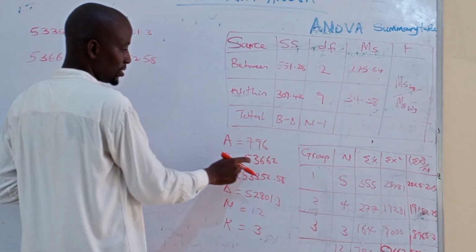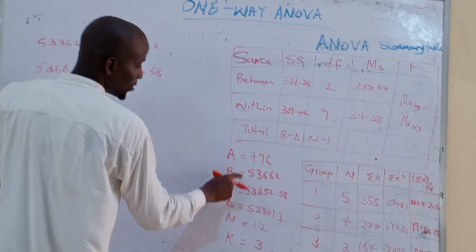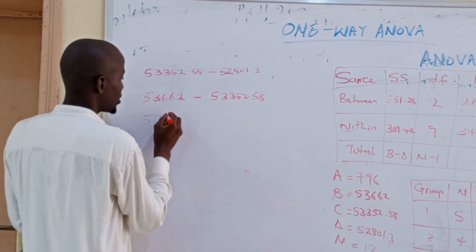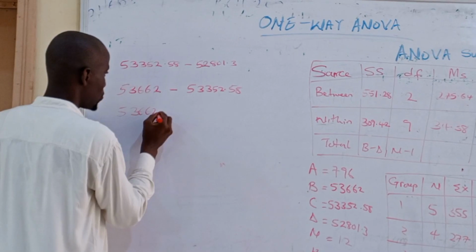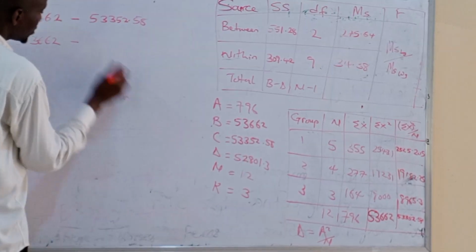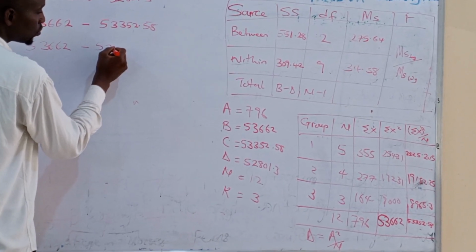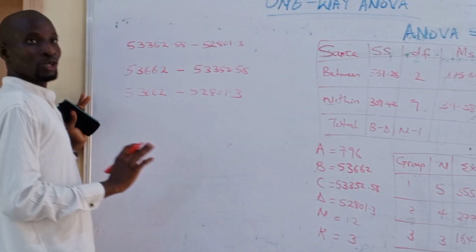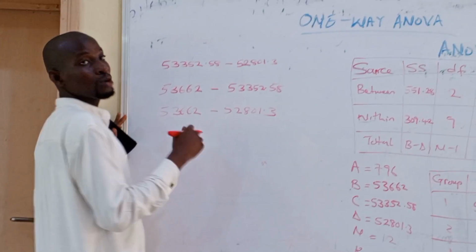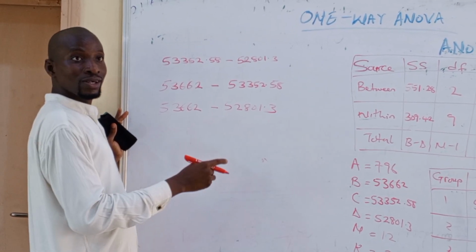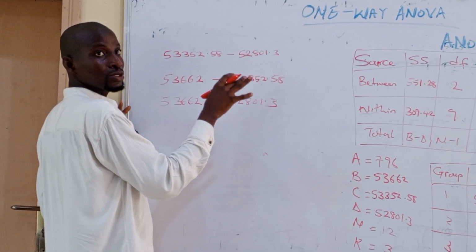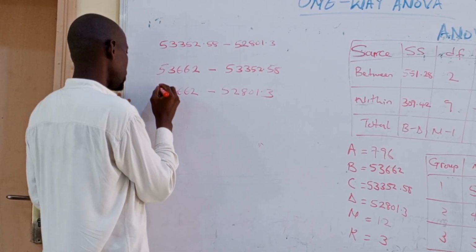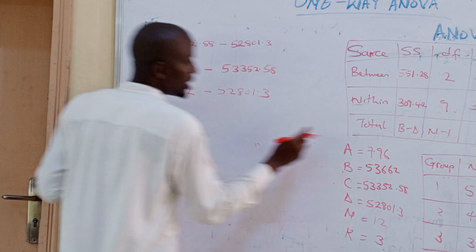What is our B? Our B minus D now. Our B is what? 53662. Then our D is what? 52801.3. I will just shock you now with something that will tell you whether you are right or you are wrong. Even without submitting, you already know. When this minus this will give you what? 860.7.